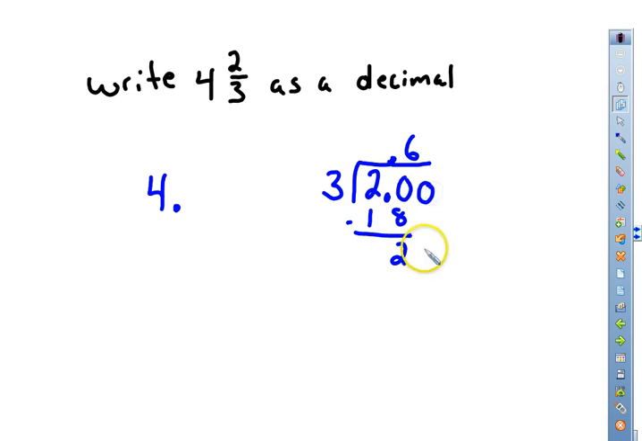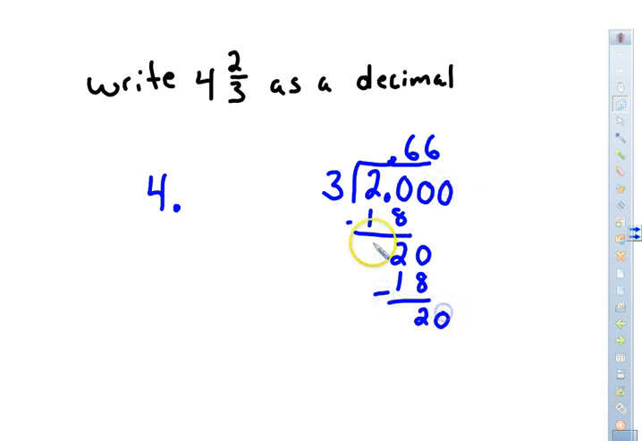Then I add a 0, bring it down. How many 3's in 20 again? 6, which gives me 18. Subtract 2, add a 0, bring it down. It goes into it 6 times. And you can see what happens is that it is a repeating decimal. Okay? And they are going to want you to write it as bar notation in some cases as well. So I told you to go ahead and round it. So if you did round it, then it would be 4.67, or 4 and 67/100ths. Okay, because I told you to round to the nearest hundredths.